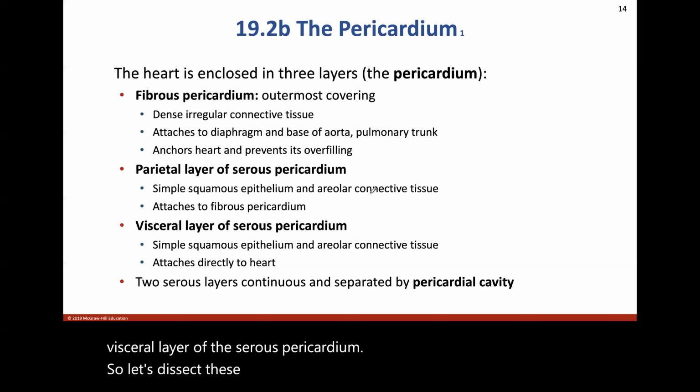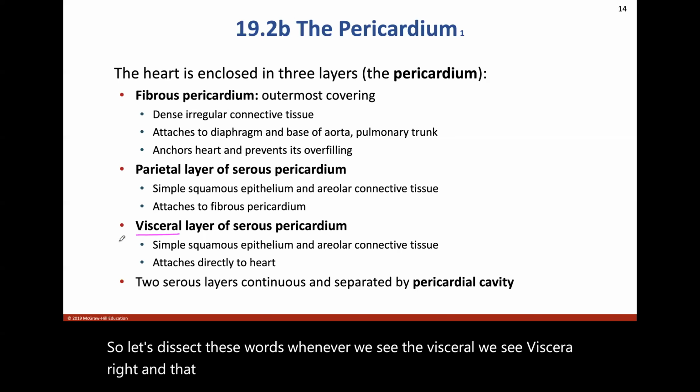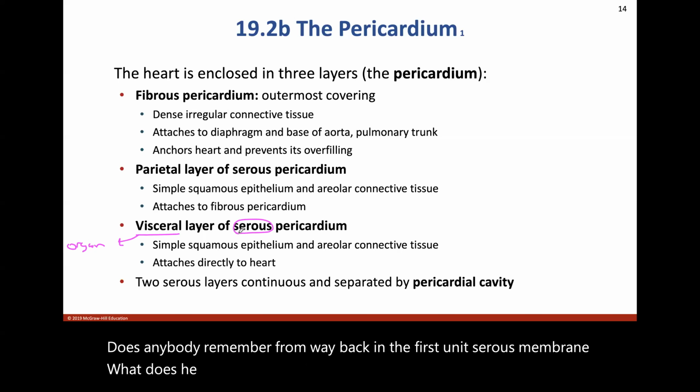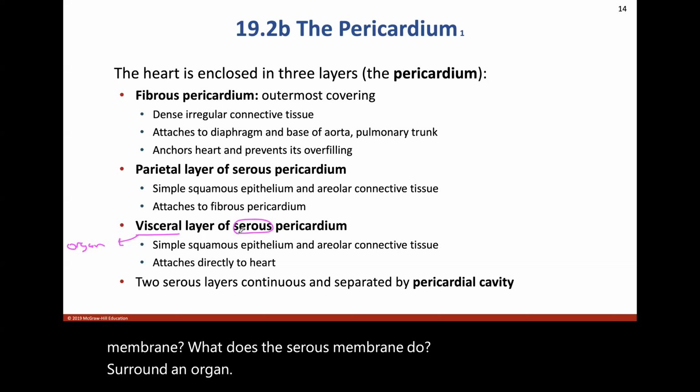Whenever we see visceral, we see viscera, right? And that means organ. Around the heart, we've already established that. And what does a serous membrane do? Does anybody remember from way back in the first unit? Serous membrane, what does a serous membrane do? Surround an organ or a cavity? Well, yes, but what does it specifically do?